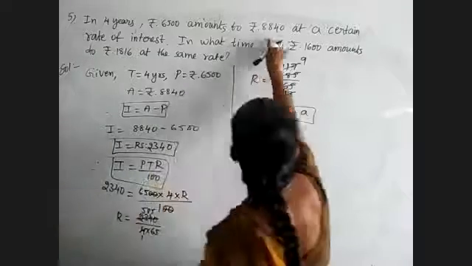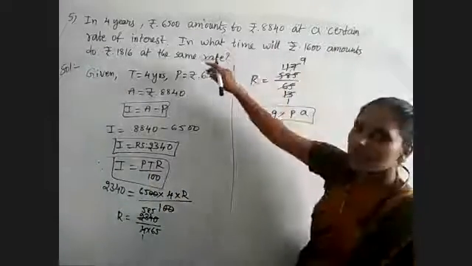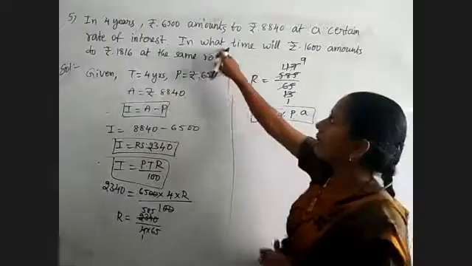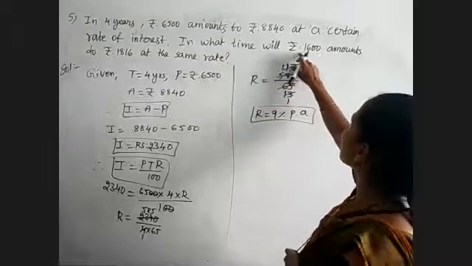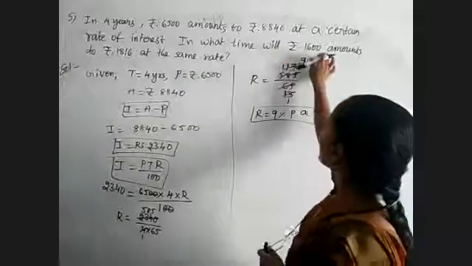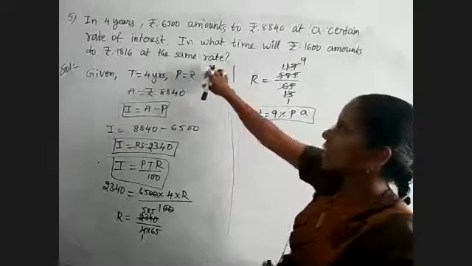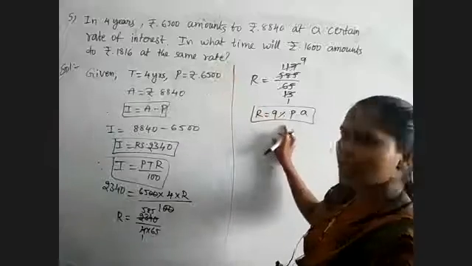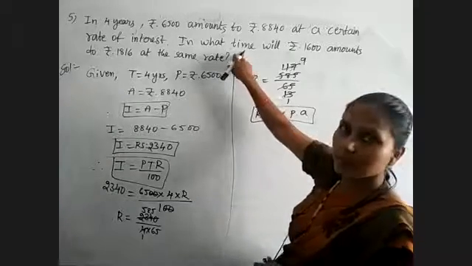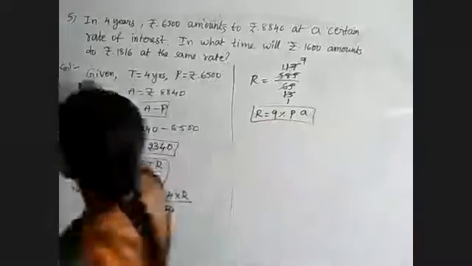In the first condition, it is a certain rate of interest given, so that rate equals 9% per annum. Now coming to the second question, in what time will 1600 amount to 1816? Principal amount both are changed at the same rate. Rate is same. In that case, we need to find out the time. So this is the first one.